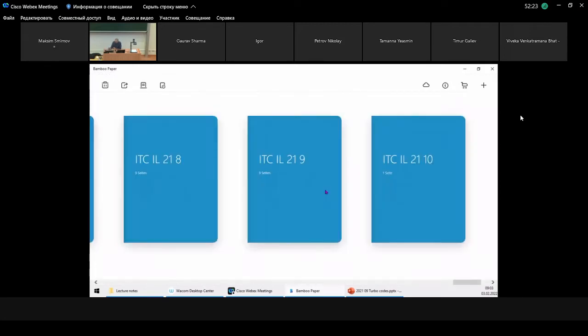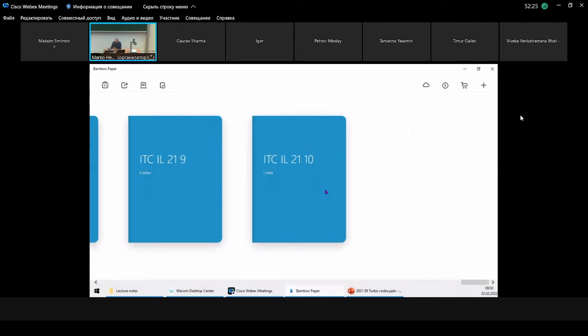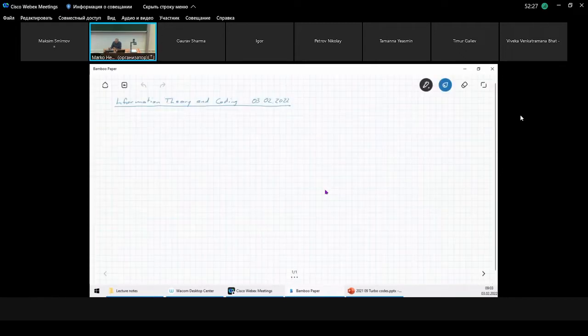Not sure if I missed to save some slides last time, but check. Okay, so this is actually where we want to continue today, looking at the turbo codes.